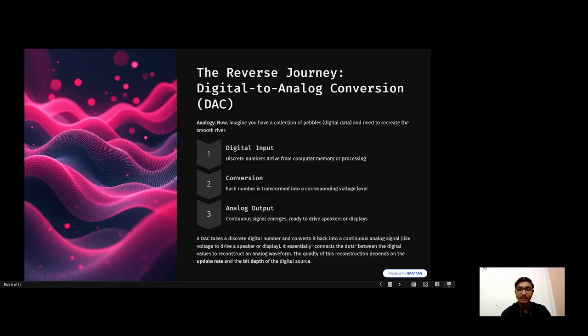A DAC takes a discrete digital number and converts it back into a continuous analog signal like voltage to drive a speaker or display. It essentially connects the dots between the digital values to reconstruct an analog waveform. The quality of this reconstruction depends on the update rate and the bit depth of the digital source.